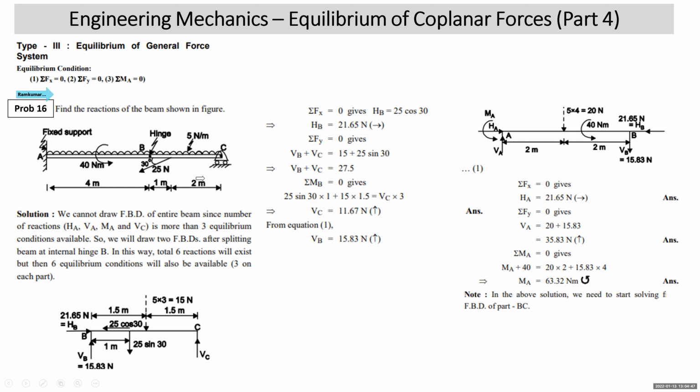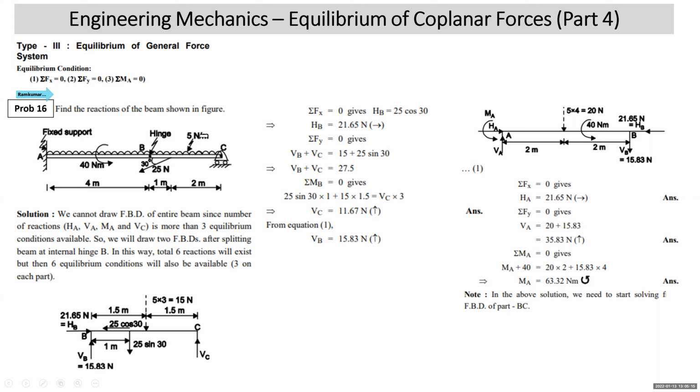Suppose I draw the free body diagram of this beam, the entire beam as one unit. You cannot get the solution. Why will you not get the answer? Because there will be four unknowns. What are the four unknowns if I take the FBD of the entire beam AC as one unit? There will be three reactions exerted by the fixed support and one at the roller support C. So in total there will be four reactions. But how many equilibrium conditions will be there? Three, since it is an example of a general force system.